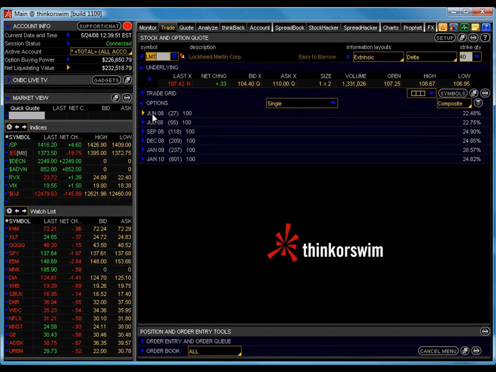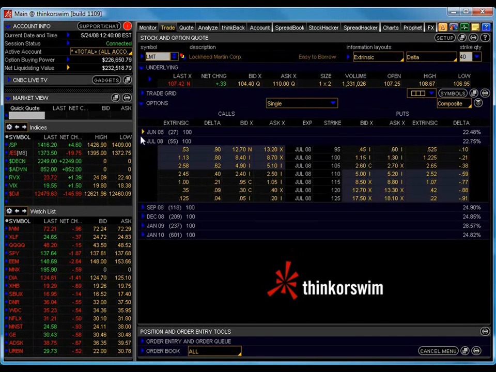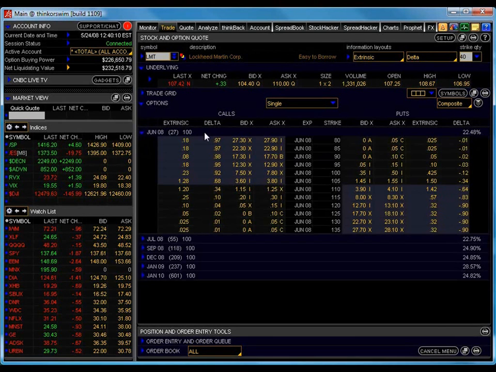Now what they do is they do the Junes and they do the year that they are in, because you have some options that are in January of 2009, and you have some that expire January 2010. Those are the leap options, really long-term options. And then if you just click these little arrows, you can open up and see the available number of strikes that are available for that option.